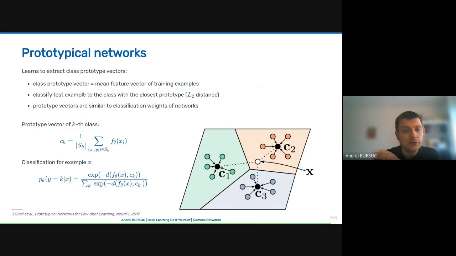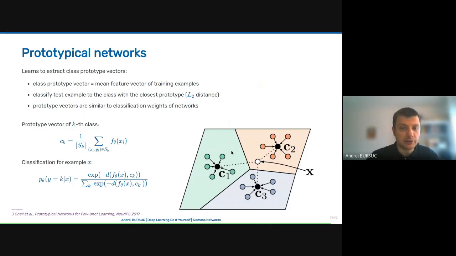Instead of doing a regular classification, when we have a new sample, we compute the distance of this sample with respect to all these prototypes. So I will have 3 distances, and then I do a softmax on them: I take minus the distance and divide by the sum over all the negative distances to get some notion of similarity. The class with the highest similarity, or the smallest distance, indicates the closest class.